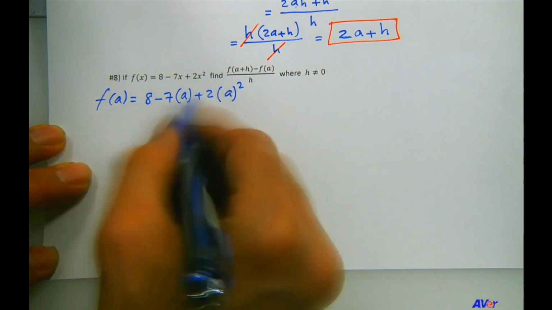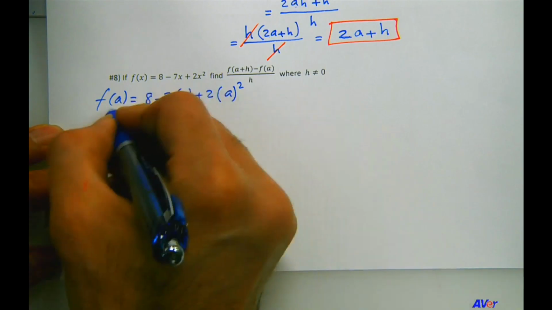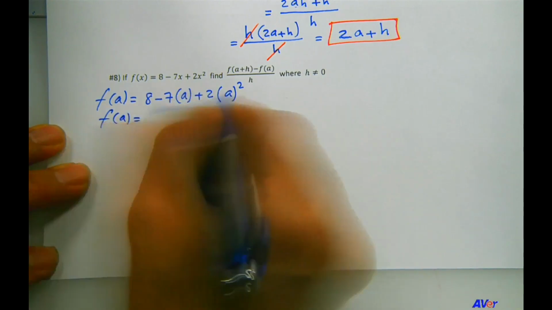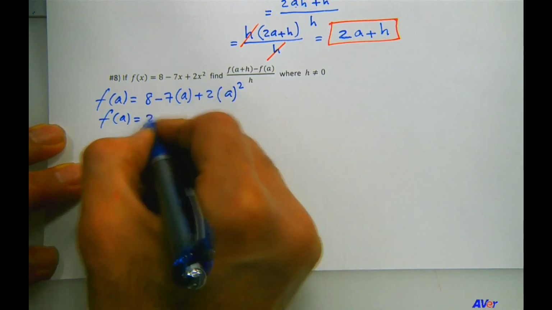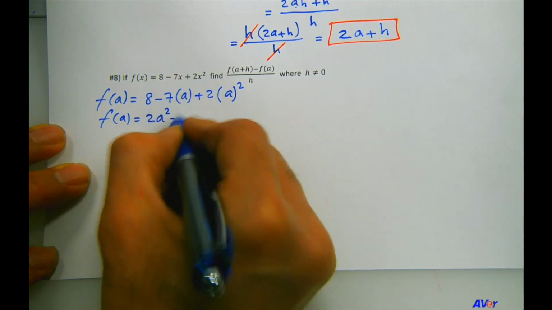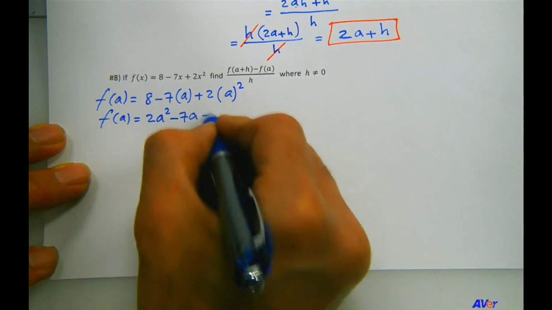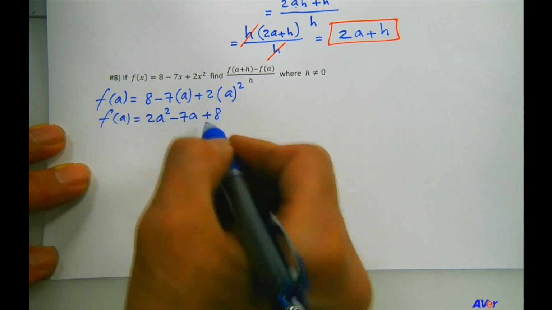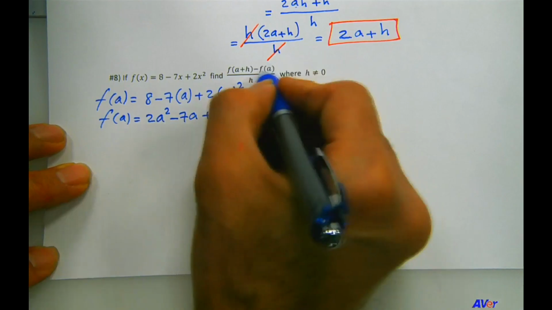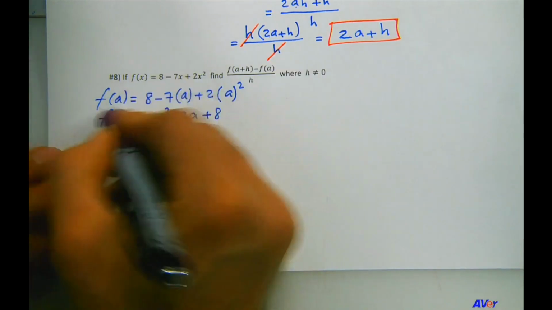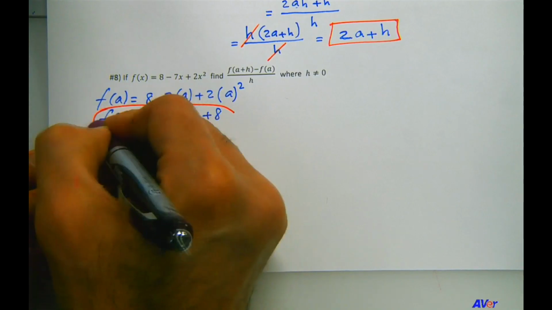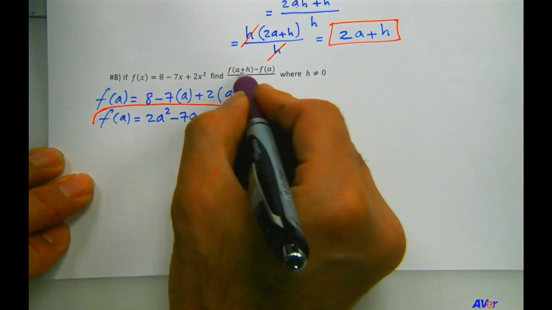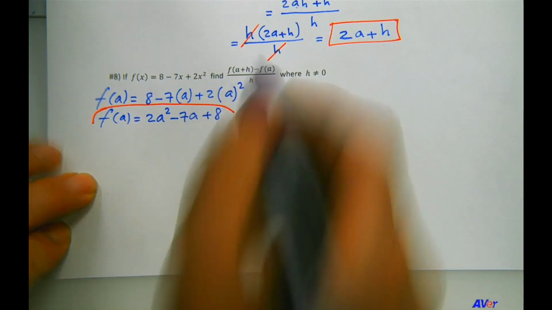So let's simplify this and write it in the right order. So f of a, I'm going to put the term with the highest power first. So 2a squared minus 7a plus 8 is f of a. Right? We figured this piece. That's f of a, right there. Right? So let's figure out what f of a plus h is.